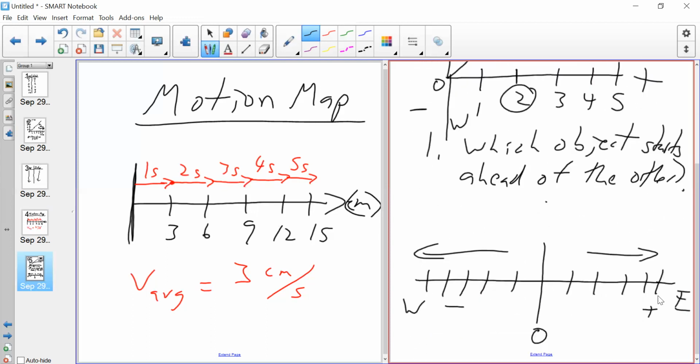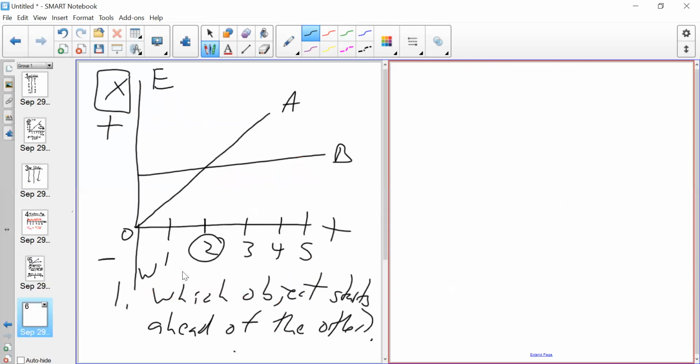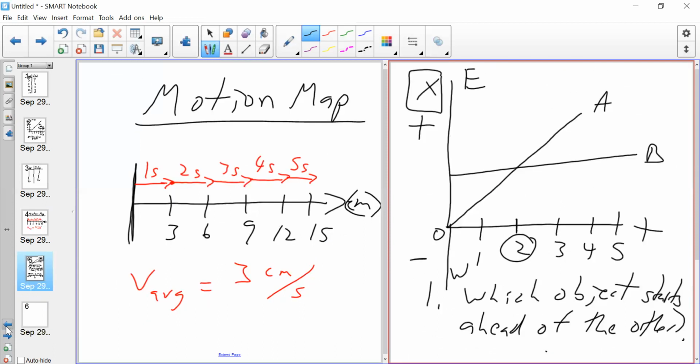So again, number line, east plus, west minus. Hopefully we're latching on to that. And yeah, so that'll basically do it for the last bit on position time graphs.